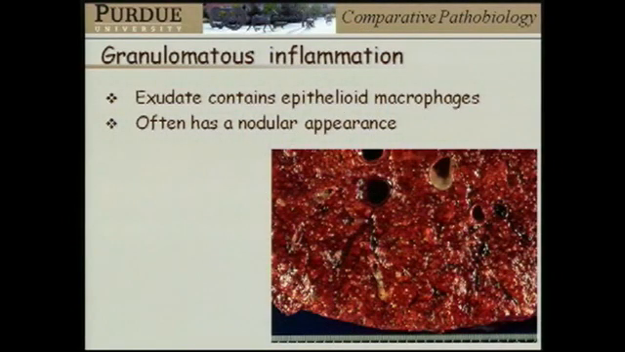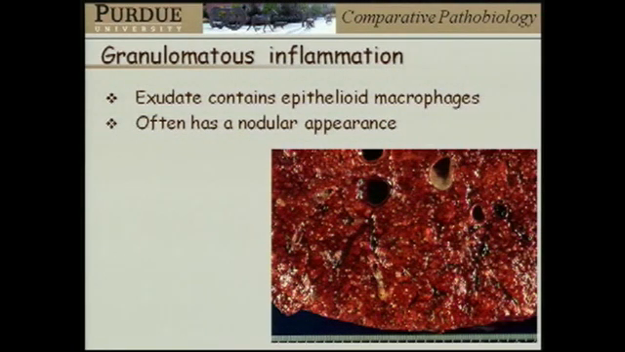Granulomatous inflammation. The term granulomatous implies that the exudate contains a lot of epithelioid macrophages with varying degrees of organization into discrete granulomas. If there's a lot of organization, you may appreciate a nodular appearance to the affected tissue, and those nodules may be anywhere from microscopic, something we only see with the microscope, or they may be a few millimeters in diameter, as shown in this case of granulomatous pneumonia, or they may be fist-sized. So they can vary a lot in their size.